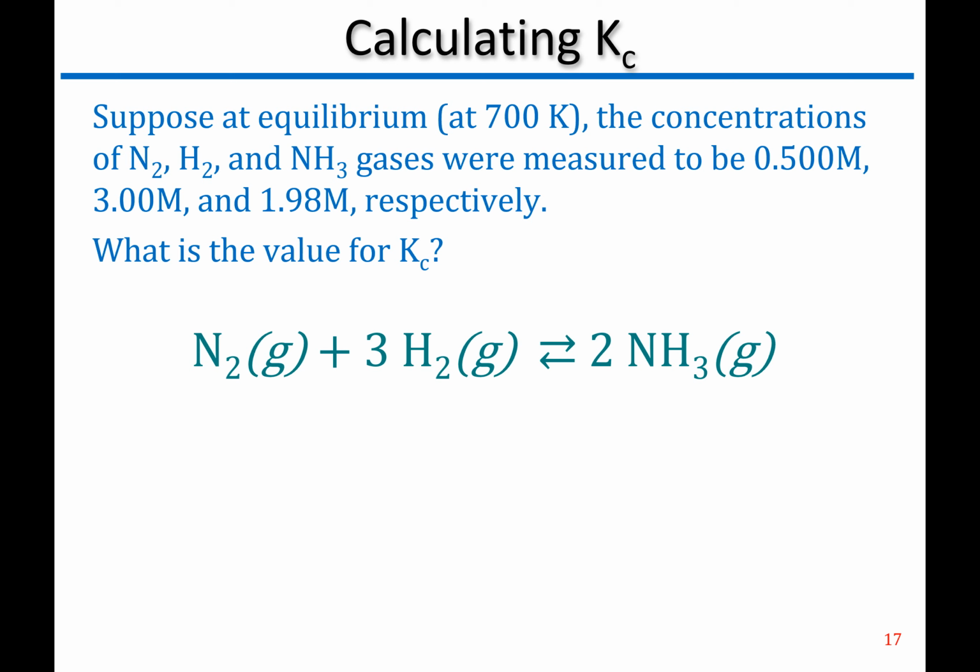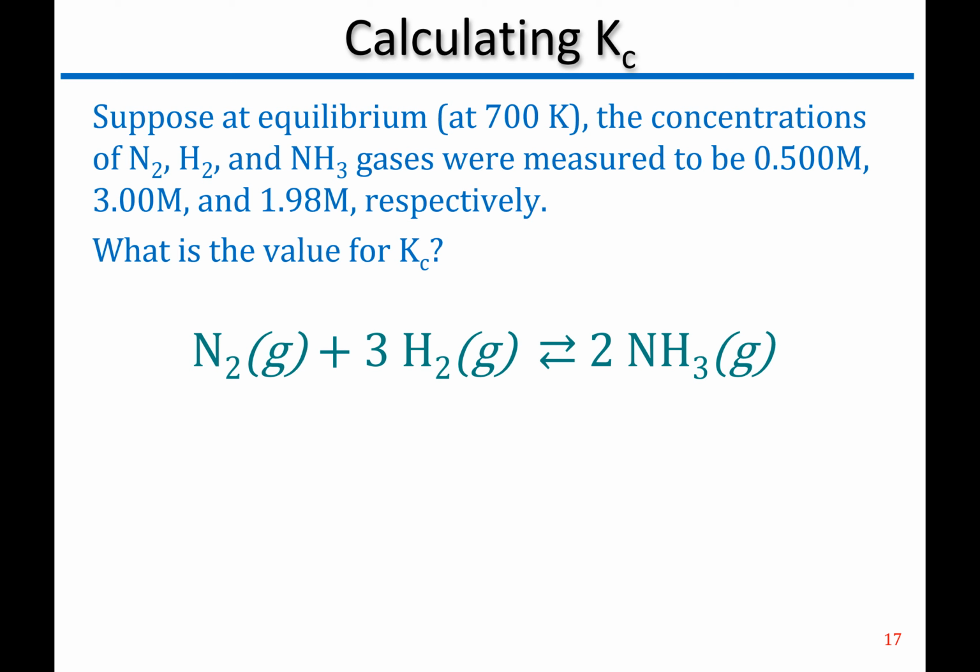So let's take a look at how we could go about calculating Kc. Now we know how to write Kc expressions, but how will we actually calculate Kc? Here we have a problem that says, suppose at equilibrium at 700 Kelvin, the concentrations of N2, H2, and NH3 gases were measured to be 0.500 molar, 3 molar, and 1.98 molar, respectively. It wants to know what is the value of Kc.